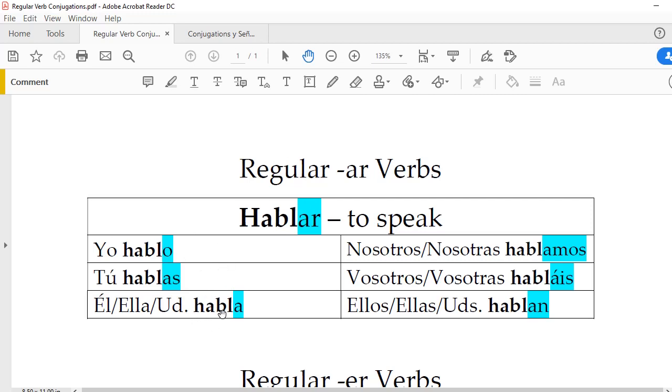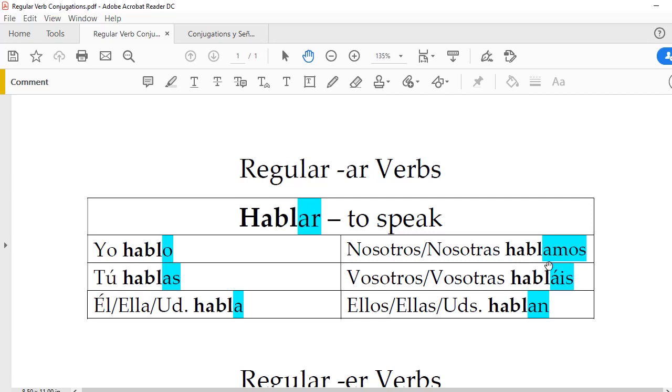Next up, we have nosotros and nosotras, which is we. Nosotros is a group that includes at least one man. If there is a group of just ladies, that is nosotras. But whether there's a man or all women, when you say we are speaking, that is hablamos. So we still have HABL, the base of the verb, but the ending is AMOS. You replace this AR with AMOS.